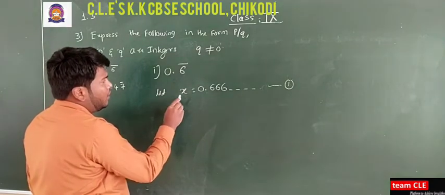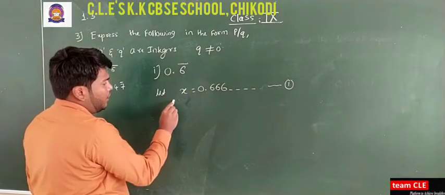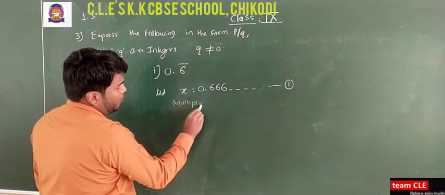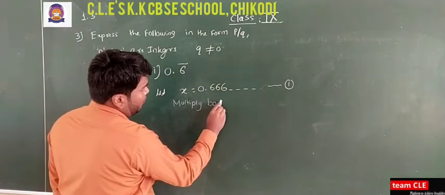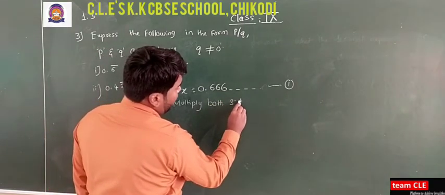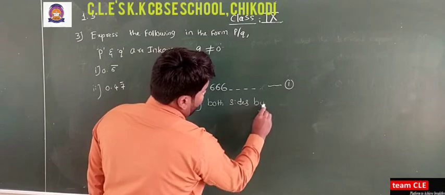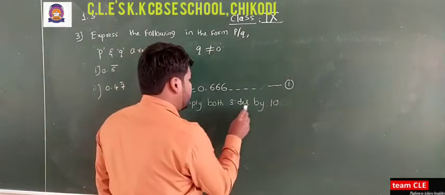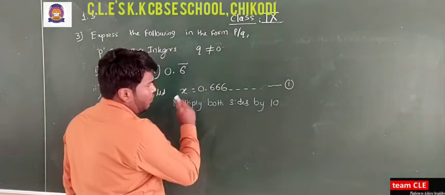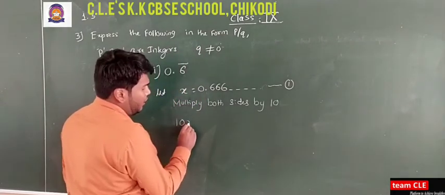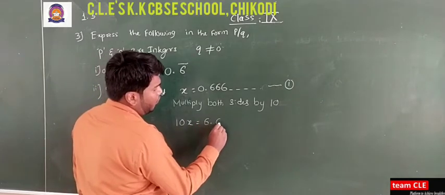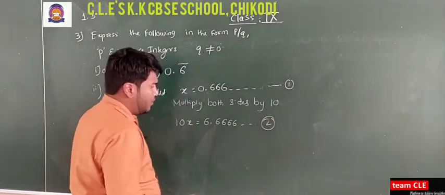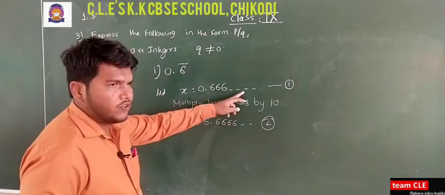Next step, what you have to write? As it has the bar after one digit, I multiply both sides by 10. I multiply the whole equation on both sides by 10. Throughout the whole equation you will get 10x is equal to 6.666. Okay, so call this equation 2, and I call the earlier one equation 1.